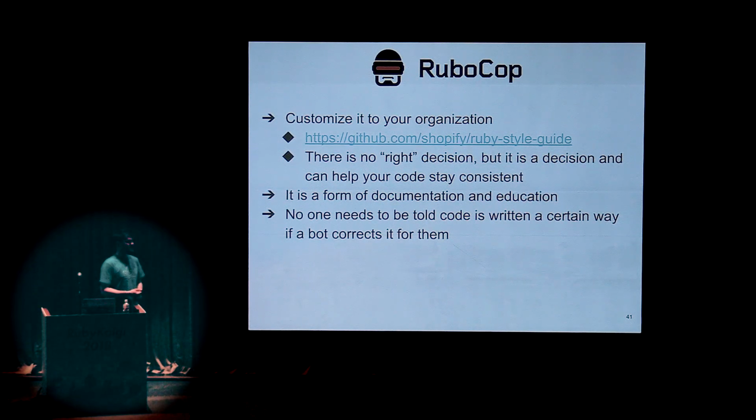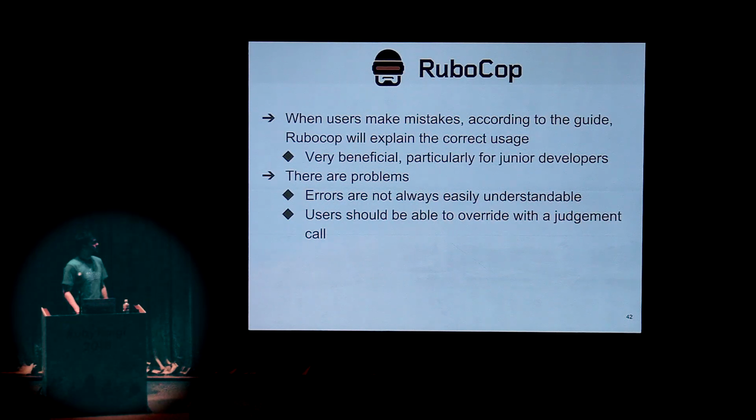But what's important is that it's a form of documentation and education. It means that nobody needs to be told to write code in a certain way if a robot can tell you and correct it for you. When users make mistakes according to your guide, Rubocop will explain the correct usage, like, hey, we don't want you to add a space here, and people will know not to add a space there. You don't have to go and tell them, which means your pull request review can focus on the architecture, not the style guide. This is really beneficial, particularly for more junior developers, or people that are new to your organization, because they might not know you for some reason use tabs because you're insane.